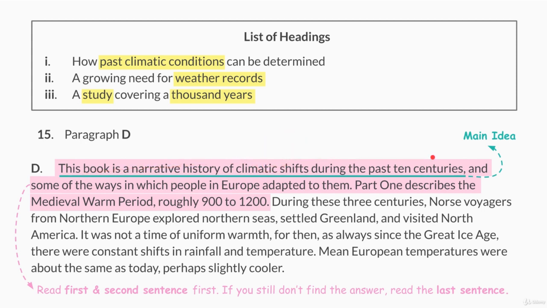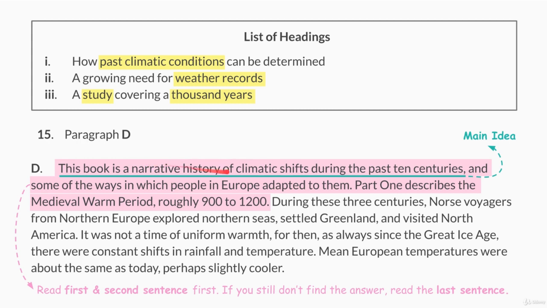So that is the main idea, and this is an important skill. You have to be able to identify, based on the first two sentences, the main idea of that paragraph. So in this case, this portion underlined in the green color is our main idea.